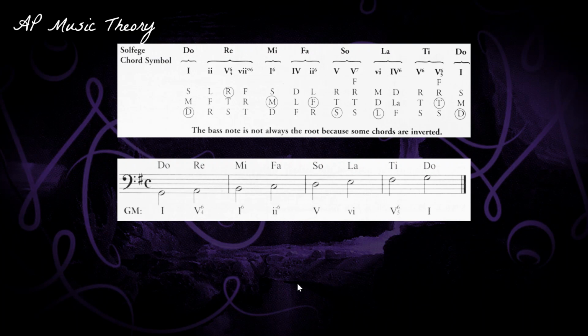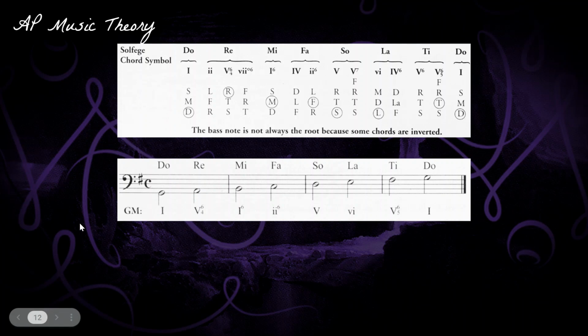So here are the solfege and the chord symbols, and then we have each of the solfege syllables. I'm not sure what this is writing here, the do, mi, so. Yes, so this is all solfege, the first letter of the solfege, I would say. Cool. So the bass note is not always the root because some chords are inverted. After making some choices, the progression might look like this in G major.